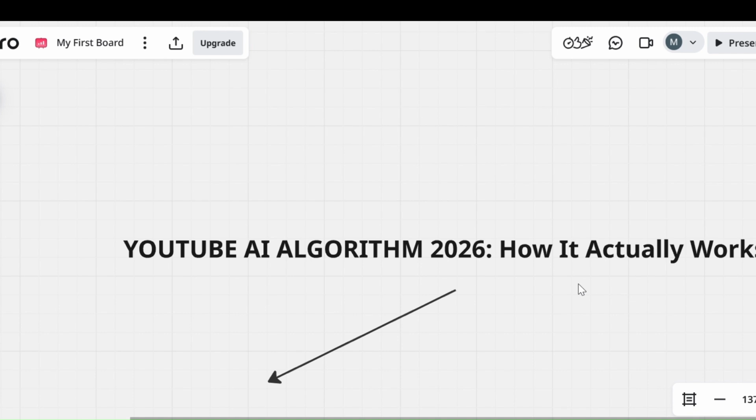Do you understand the basic info of the new AI algorithm?